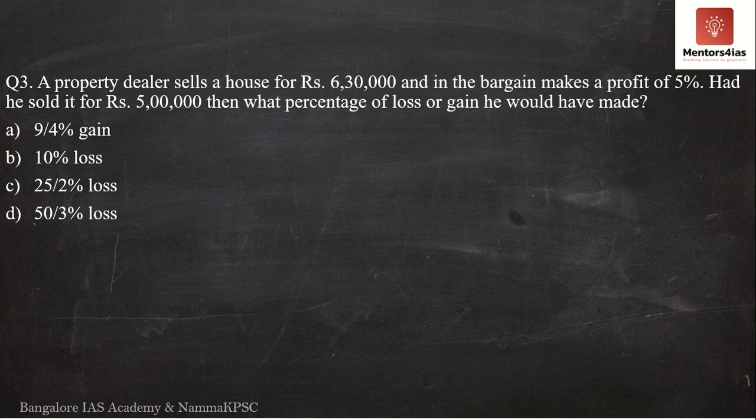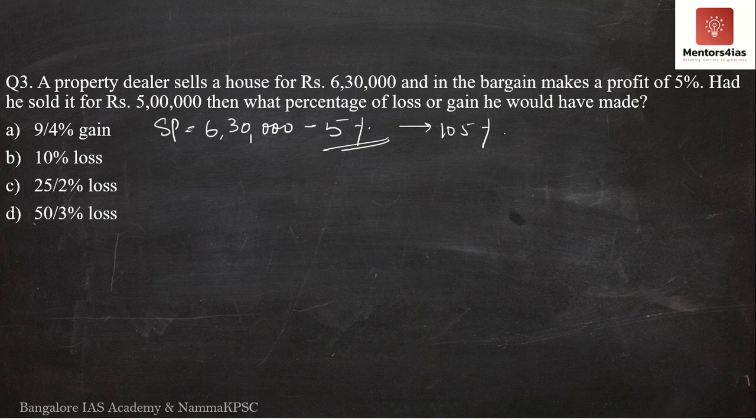So now, according to this question, what is the selling price? The selling price is 6,30,000. So on this, he makes a profit of what? 5%. He makes a profit of 5%. So can I say 6,30,000 is 105%? Yes, with respect to the cost price, I'm saying the cost price is 100%, then the selling price, which is 6,30,000, will be 105%.